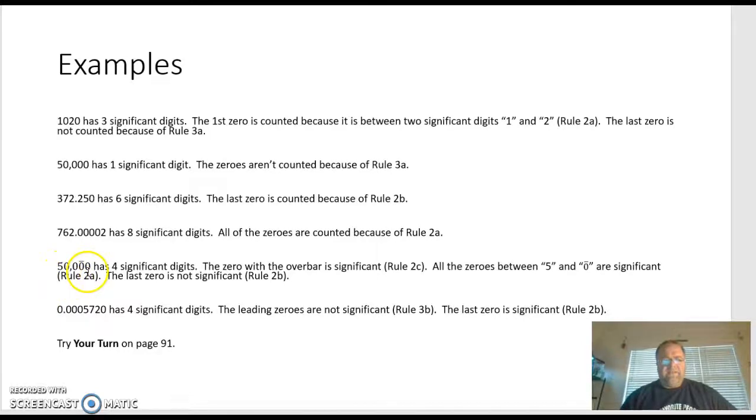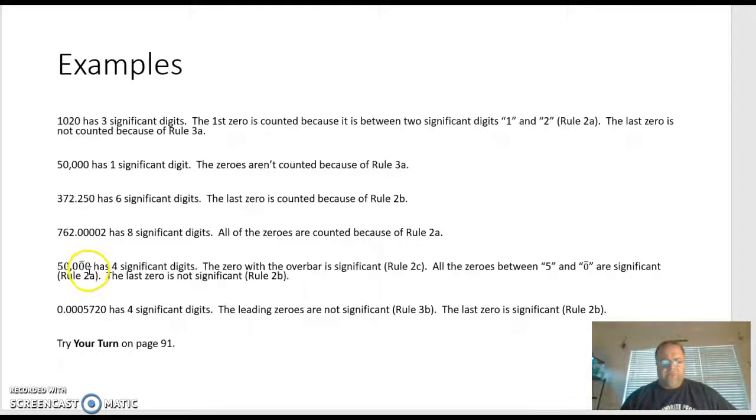All right, 50,000, and we notice there's a little bar over the second 0 from the left. So we're going to go out to that. So this 5 is significant. All the zeros in between two significant digits are significant.